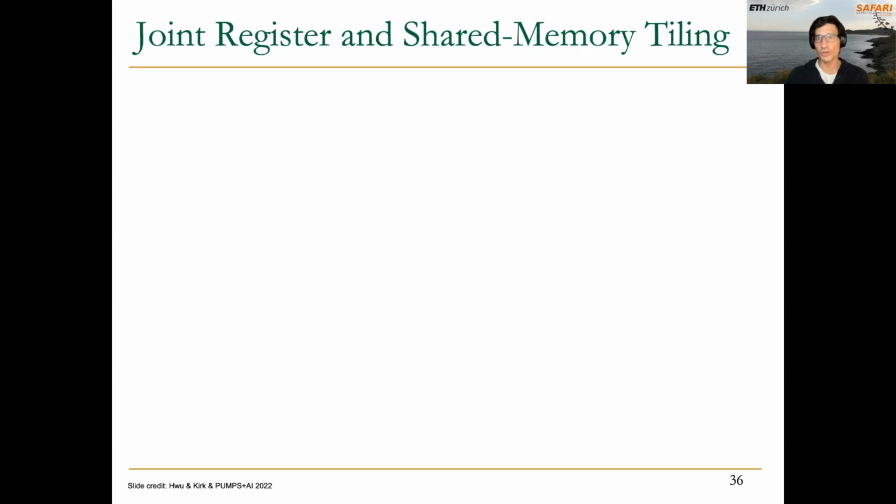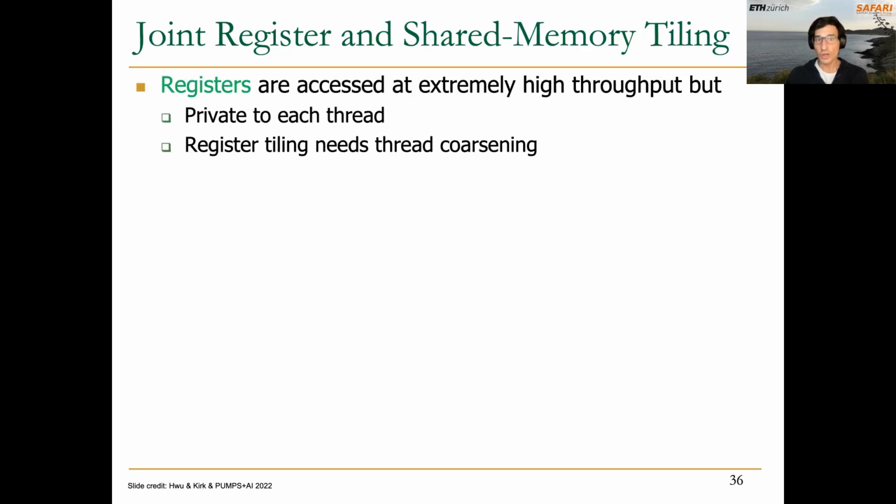This is what we call the joint register shared memory tiling. Registers are extremely high throughput. They are closer to the GPU execution units, to the SIMD units that execute the instructions in the GPU cores, but they have the disadvantage that they are private to each thread. So that's why register tiling usually needs to use thread coarsening, because if we really want to create a tile using registers, we have to assign more elements to the same thread, and these elements will go into multiple registers assigned private to each thread.